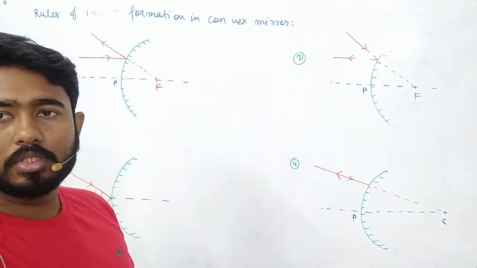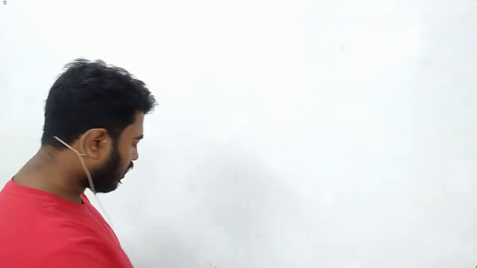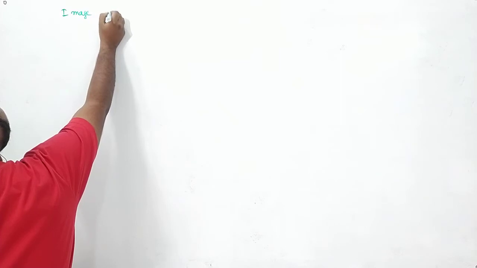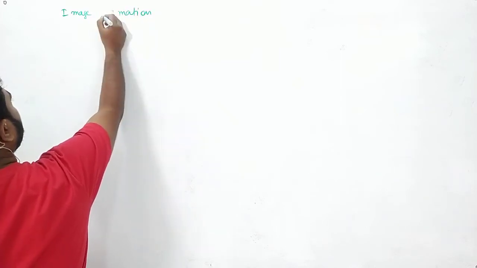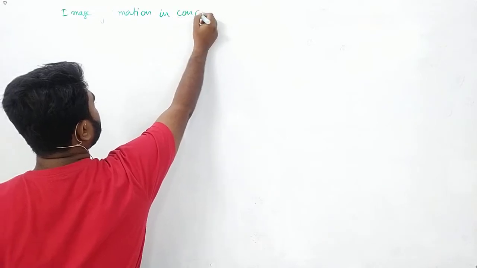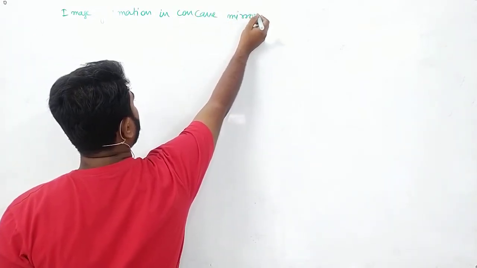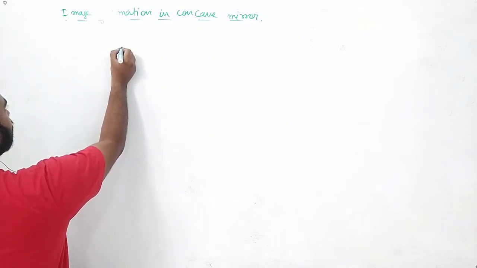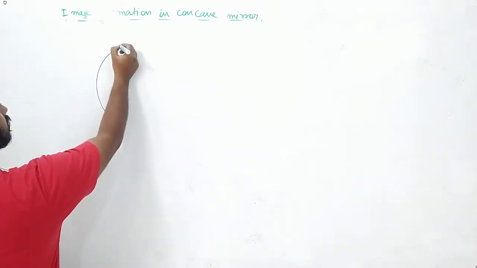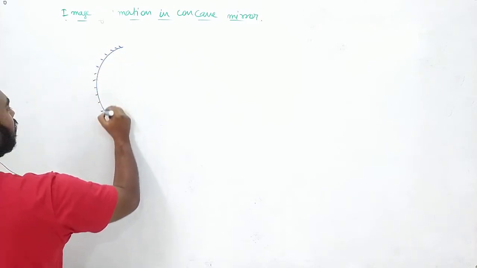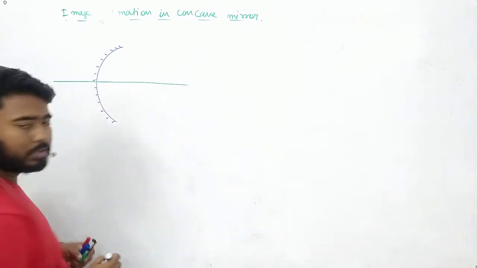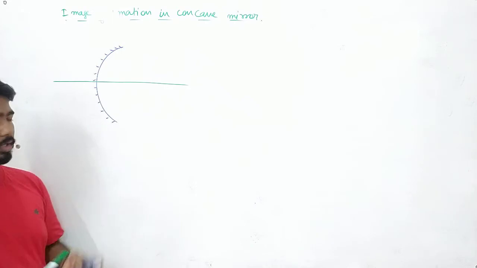We will draw some image formation. Image formation in a concave mirror. First we will do the first case. Suppose this is our concave mirror, and suppose this is our principal axis. Okay, is it clear?